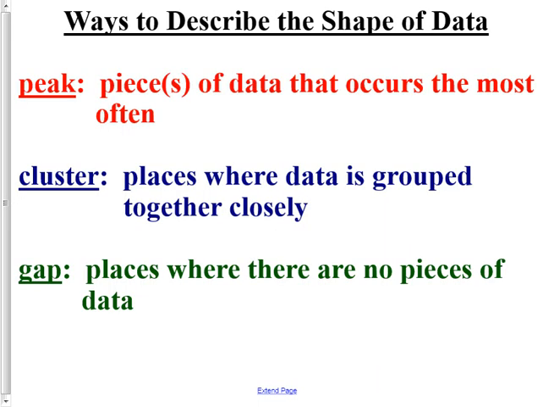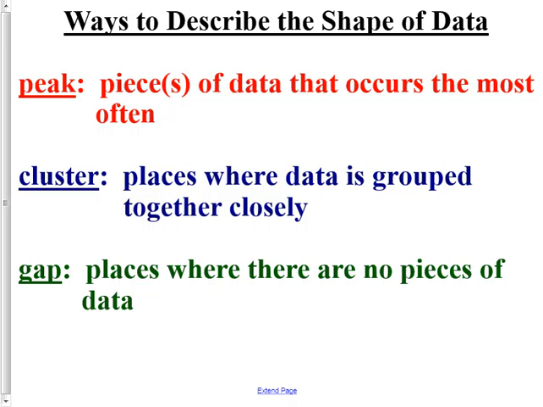Now that we've looked at line plots, let's talk a little bit more about what data can look like on a graph. We can talk about that in terms of peaks. That's a piece of data that occurs the most often. It's going to be your highest. Think about a mountain peak. It's going to be the highest point on the graph usually.